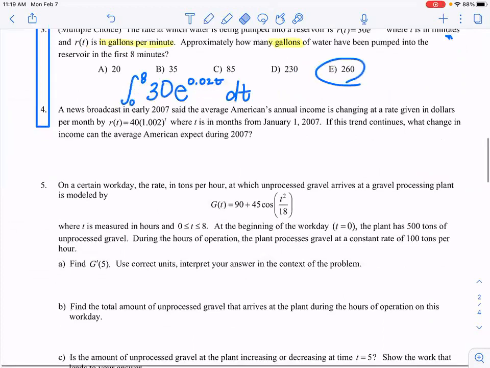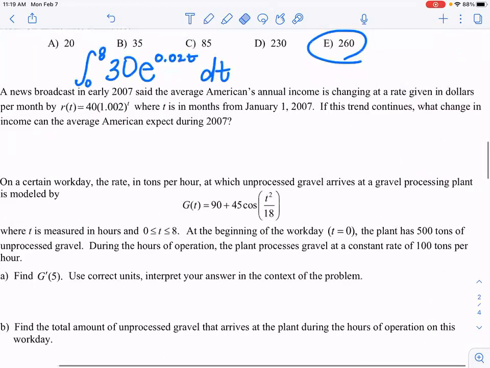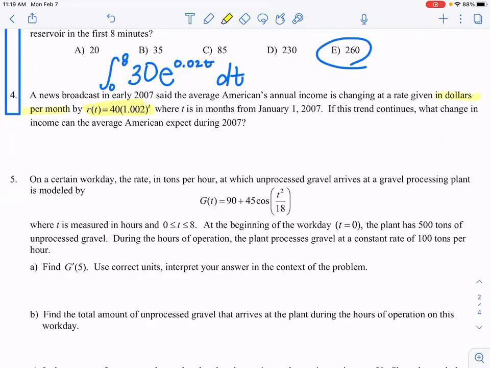Now, in number 4, here is this dollars per month. If this trend continues, what change in income can the average American expect during 2007? Okay, so Wyatt, talk us through how your group set this up. Let's talk through it. We're starting out with dollars per month, and I want to know what change in income the average American can expect during 2007.